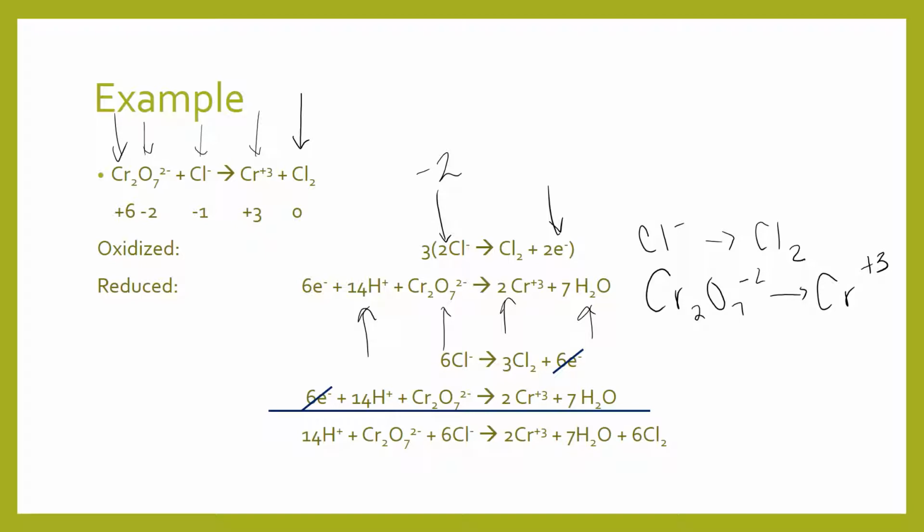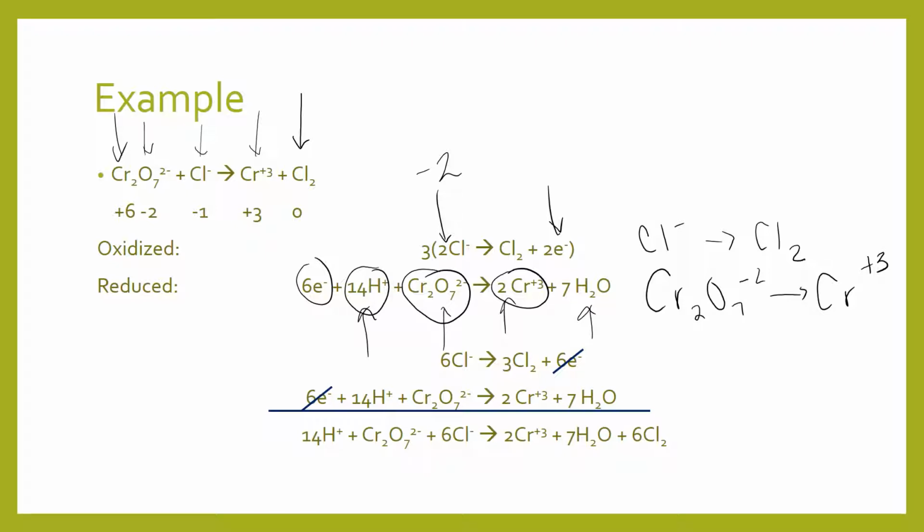The hard part now is figuring out the charge. On the left-hand side, we have positive 14 for our hydrogens here, plus a -2 for our chromates. That's a total of positive 12. On the right-hand side, I have positive 6. So to make them equal, I'm going to add 6 electrons. 6 electrons plus a positive 12 equals a positive 6. Now both sides of the equation are equal.